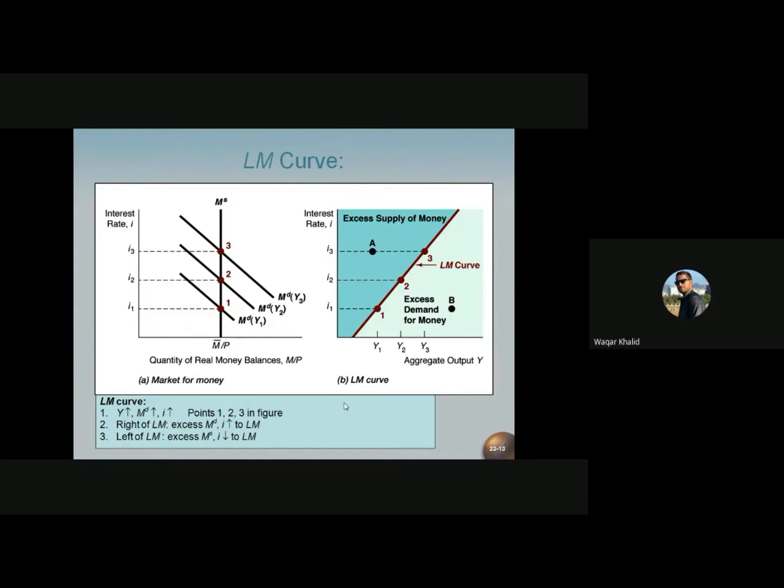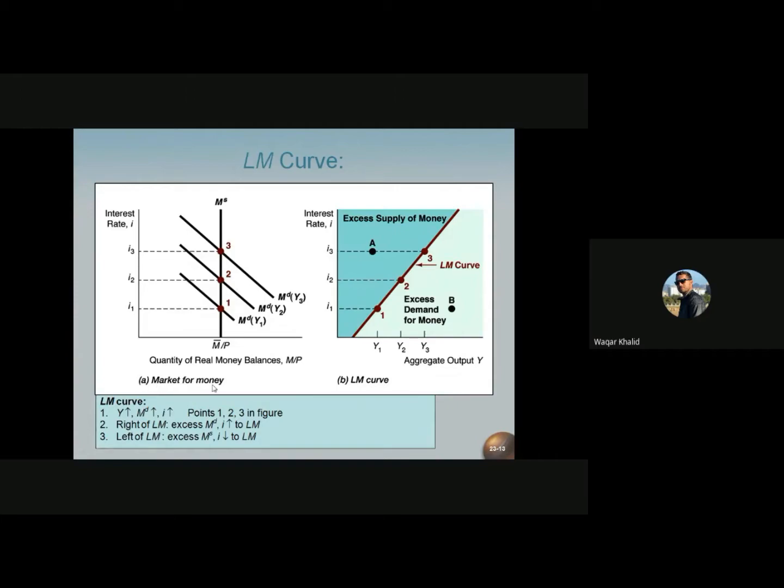Now, we are going to derive the LM curve. In the Keynesian framework, the level of interest rate is determined by equilibrium in the market for money. Actually, the equilibrium point represents the point where the quantity of money demanded is equal to the quantity of money supplied.